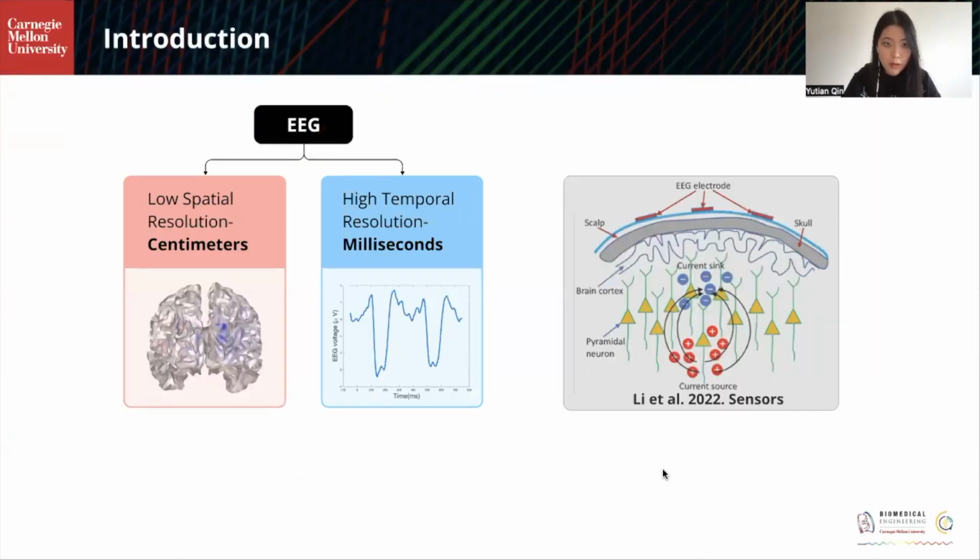Electroencephalography, also known as EEG, works by measuring the voltages on the skull. It has high temporal resolution in the order of milliseconds, but low spatial resolution in the order of centimeters, because the EEG electrodes are measuring the voltages that go through layers of brain tissues.